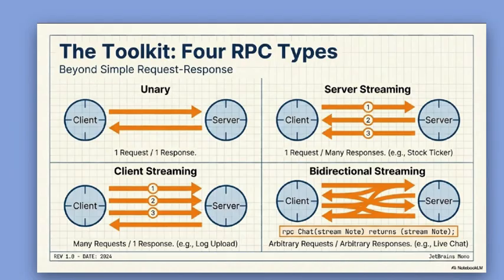The visual is a stock ticker. Right. You send one request, give me the price of Apple, and the server keeps the connection open. It just keeps pushing updates to you. 150, 151, 150.5. You don't have to keep polling asking, what's the price now? What about now? That saves a ton of overhead.